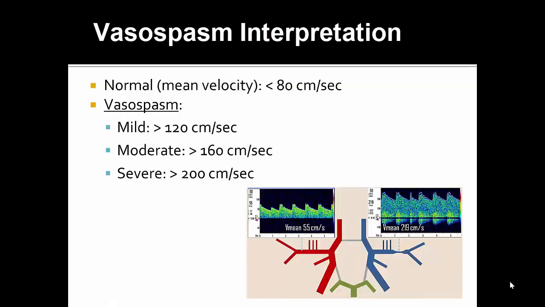So as mentioned before, the mean velocities are used for vasospasm interpretations. A normal mean velocity of the MCA is somewhere between 50 and 80 centimeters per second, or usually less than 80 centimeters per second. Vasospasm, in turn, has several different cutoffs in terms of its severity. Mild vasospasm starts at about 120 centimeters per second to about 160 centimeters per second. Moderate severity goes from 160 to 200 centimeters per second, and anything above 200 centimeters per second is considered severe vasospasm.